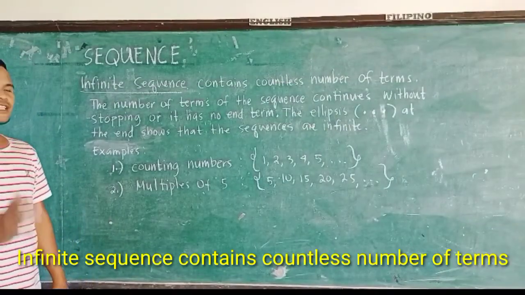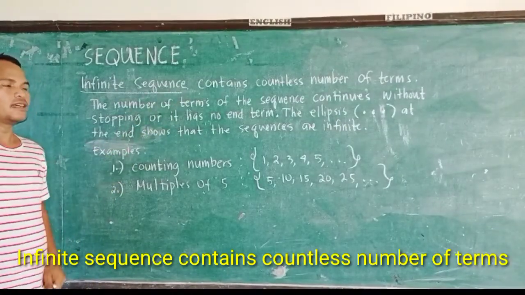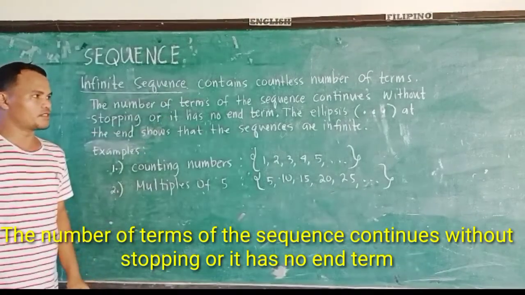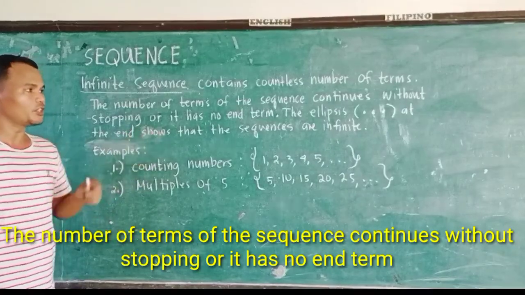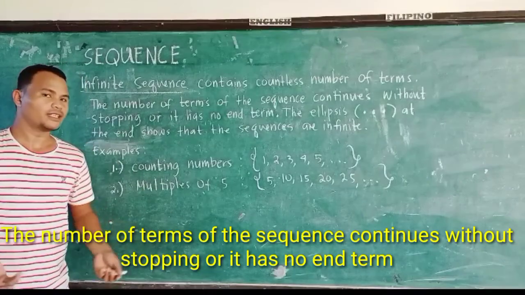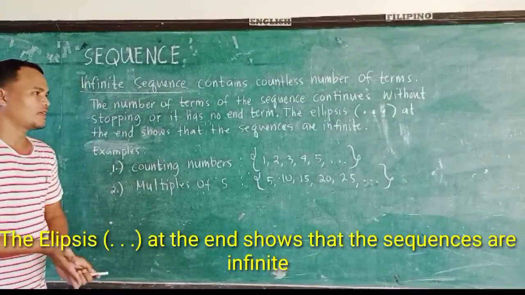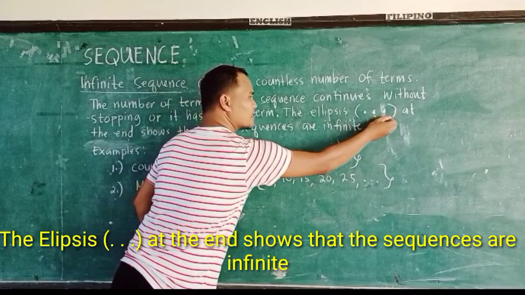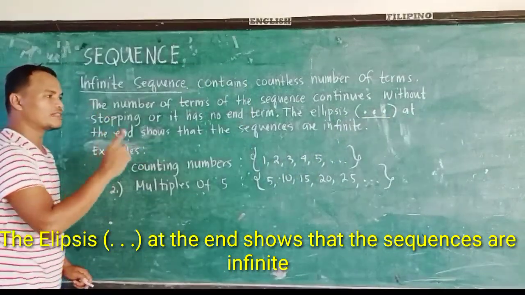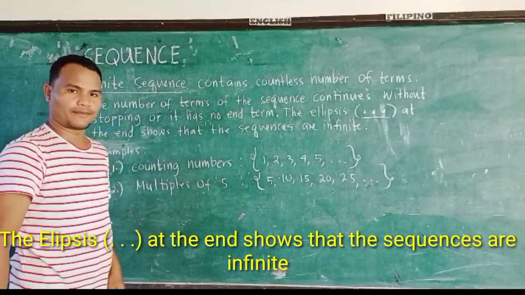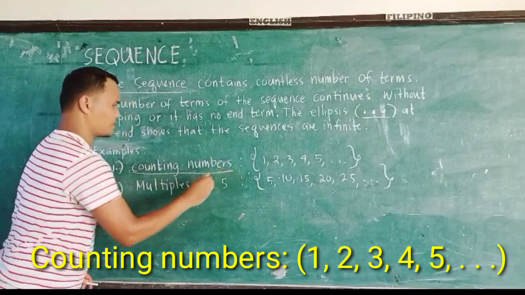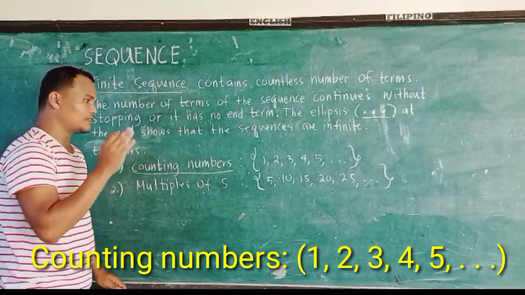While an infinite sequence contains countless number of terms. The number of terms of the sequence continues without stopping or it has no end term. Walay katapusan nga term. The ellipsis, kanang tulo ka dots nga nagsunod, at the end shows that the sequence is infinite. For example, number 1, counting numbers. Counting numbers started at 1.